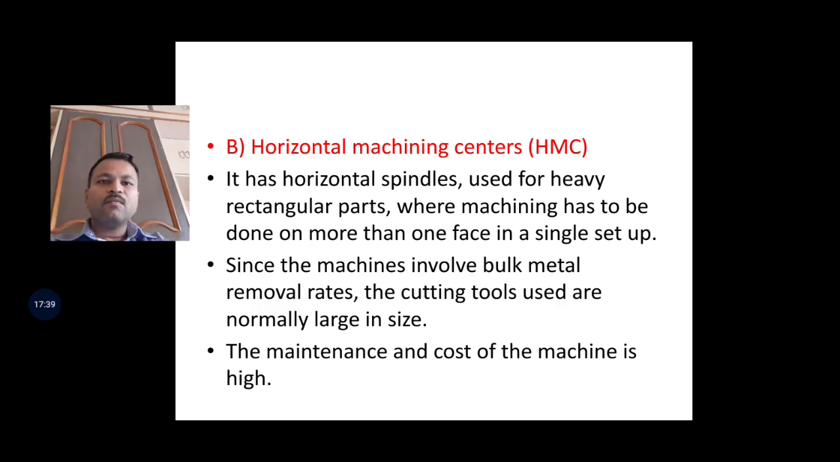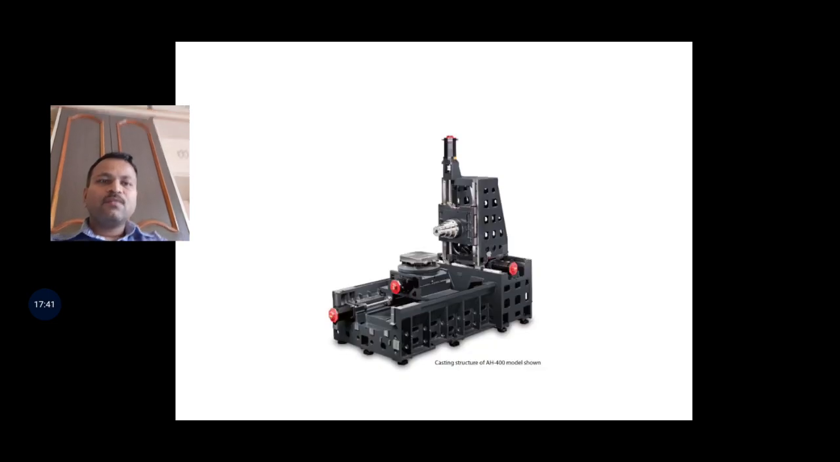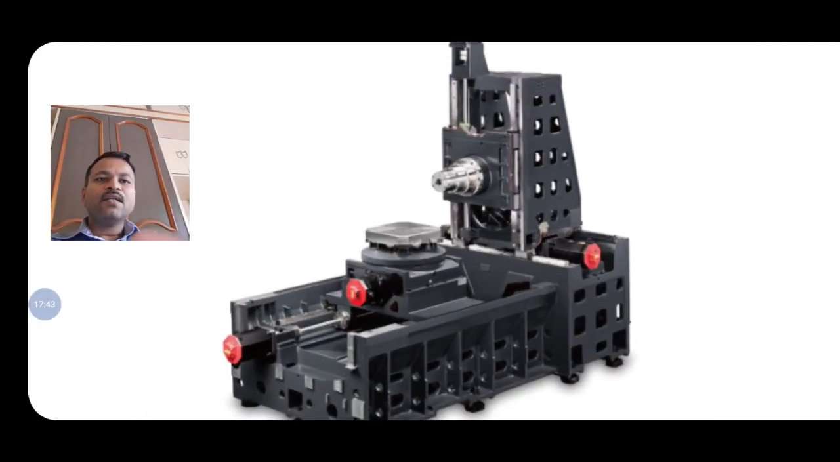Obviously, the maintenance cost will be more in this. So this is the horizontal machining center. You see the horizontal spindle is there, and this is a rotary table. You can see the rotary table here. And here you have this work table, where you have to place the workpiece.